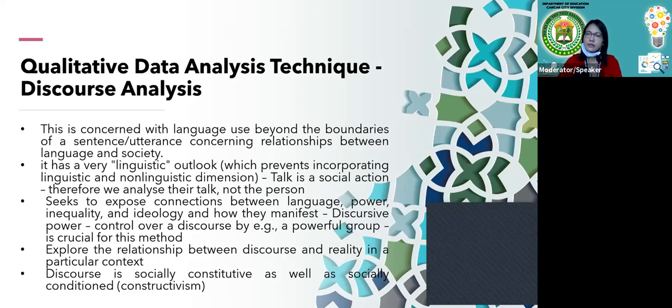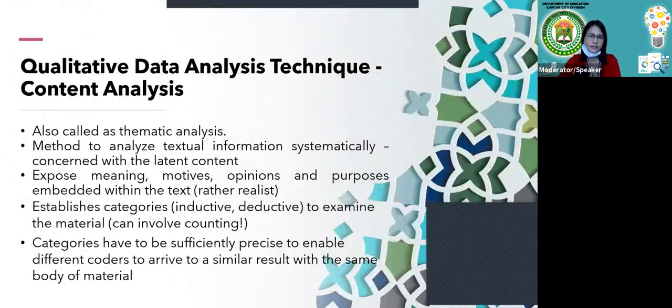Now, this seeks to expose connection between language, power, inequality, and ideology and how they manifest. Okay, so it explores relationship between discourse and reality in a particular context. Okay, discourse is socially constitutive as well as socially conditioned. Okay, next technique is content analysis. This is also called thematic analysis.